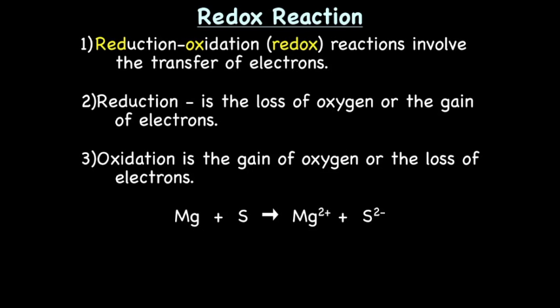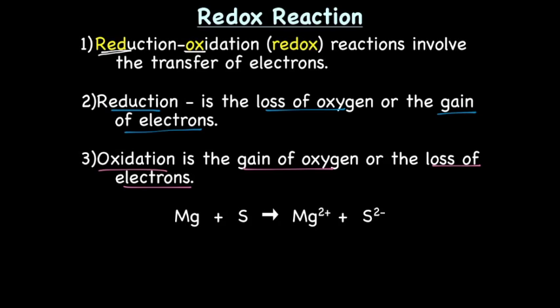Redox reactions. Reduction-oxidation reactions, also known as redox reactions, involve the transfer of electrons. So reduction is the loss of oxygen or the gain of electrons. Oxidation is the gain of oxygen or the loss of electrons.